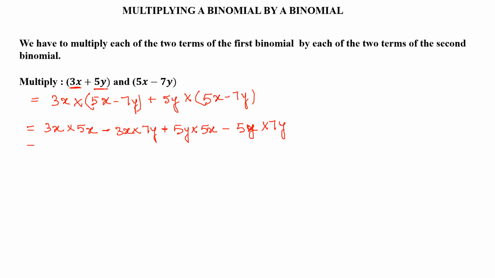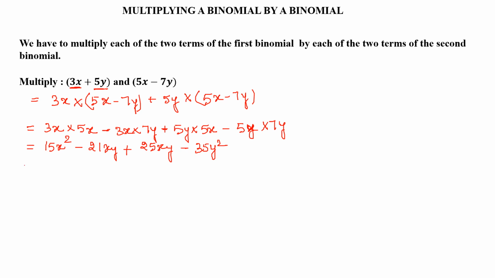So 3x into 5x. So 3 into 5 is 15. x into x is x square, minus 3 into 7 is 21xy, plus 5 into 5 is 25xy, and then minus 5 into 7 is 35y square. Now after that you have to see if there is any like term, then you have to combine it. So I can clearly see here is also xy, here is also xy. So these both are like terms. So you have to combine it.